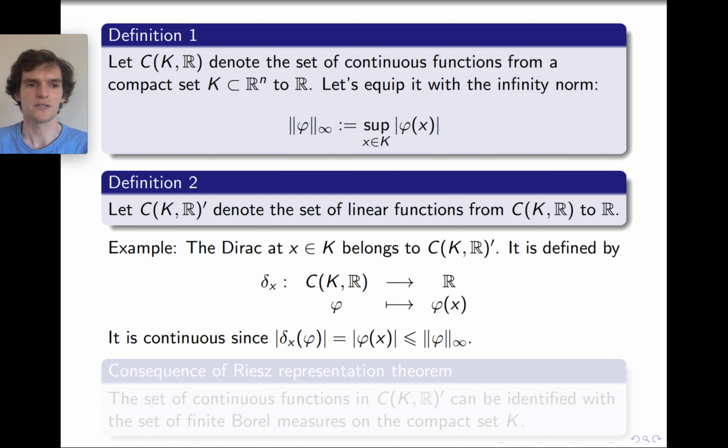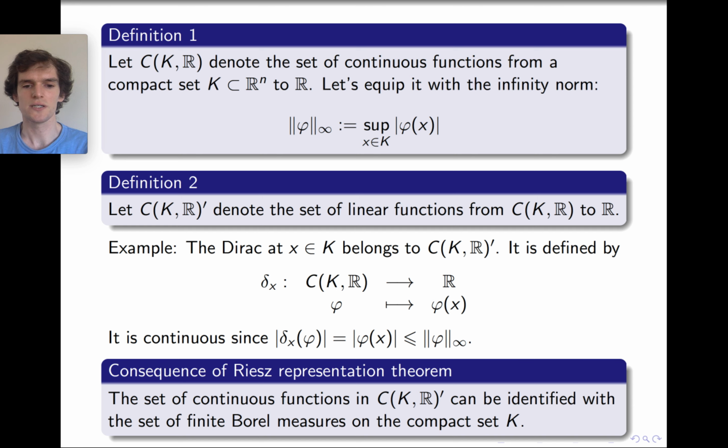And so we have continuity of the Dirac, and so we actually can consider the set of functions that are continuous in this algebraic dual, which is sometimes referred to as the topological dual. And a consequence of the Riesz representation theorem is that the set of continuous functions in that dual set can be identified with the set of finite Borel measures on the compact set K.